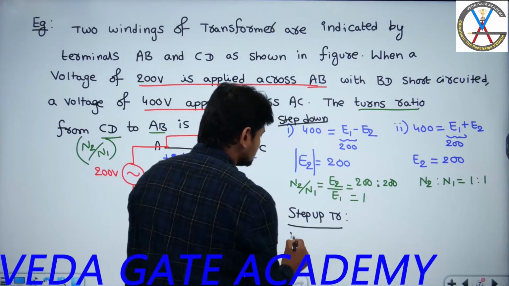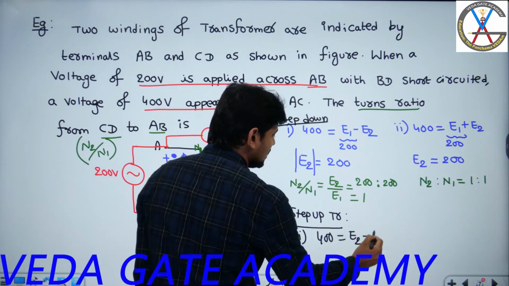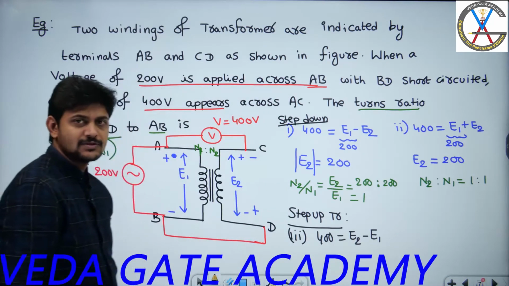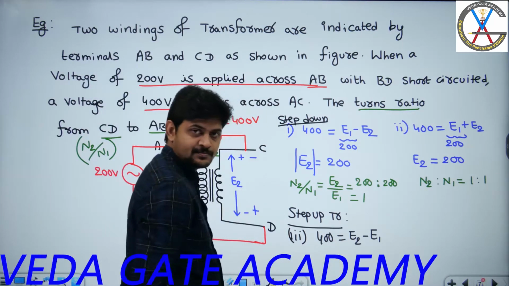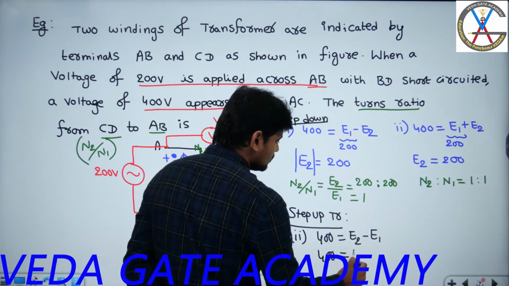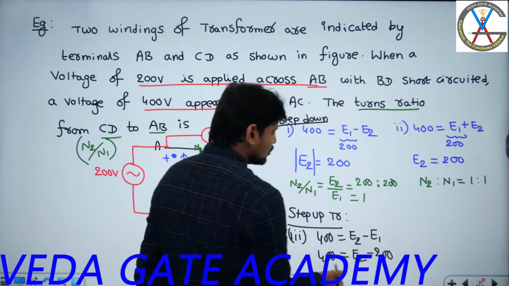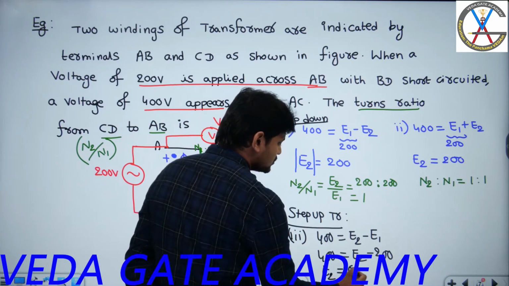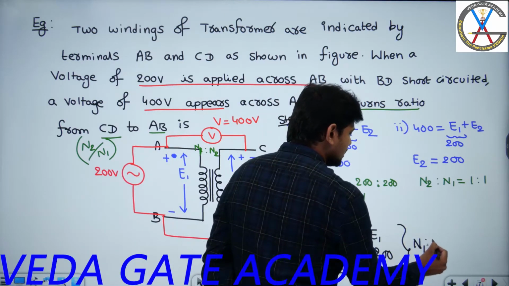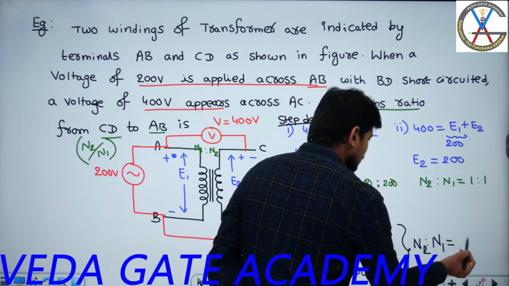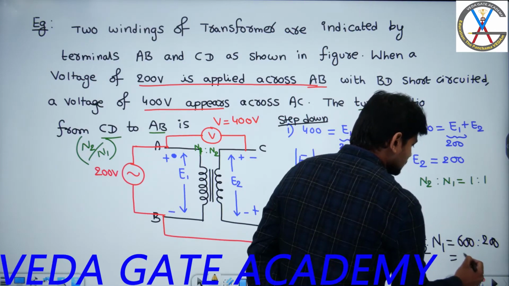If I assume it as a step up transformer, then what will happen? This 400 I have to write as E2 minus E1. Step up transformer means voltage is going to increase, so the E2 value is more compared to E1. In that case, if I do the analysis, E2 minus E1 is 400. What is the value of E1? 200. So what value of E2 are you going to get in this case? 600 volts. So if I get 600 volts from this, can I get the turns ratio N2 to N1? N2 is 600, N1 is 200. So you are going to get 3:1.